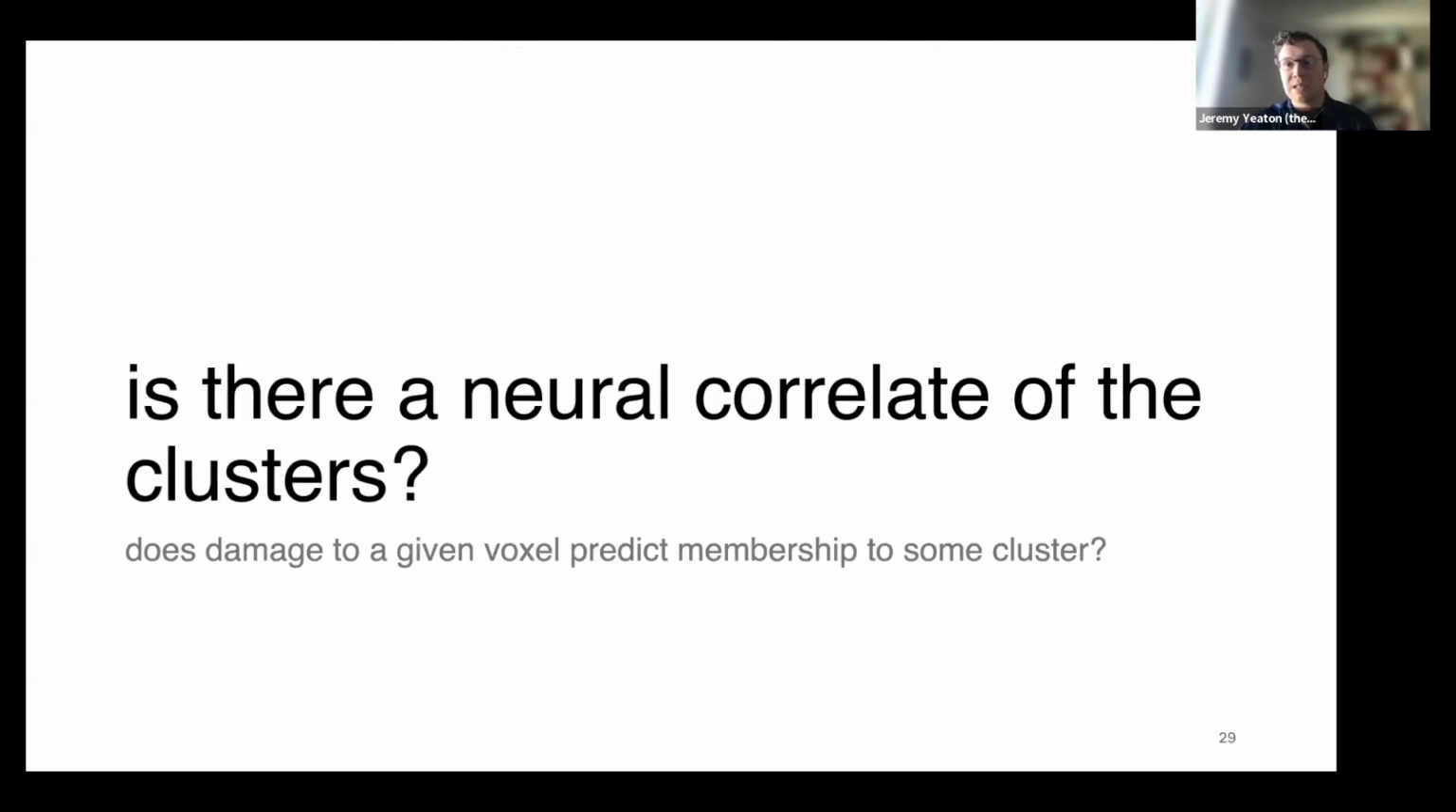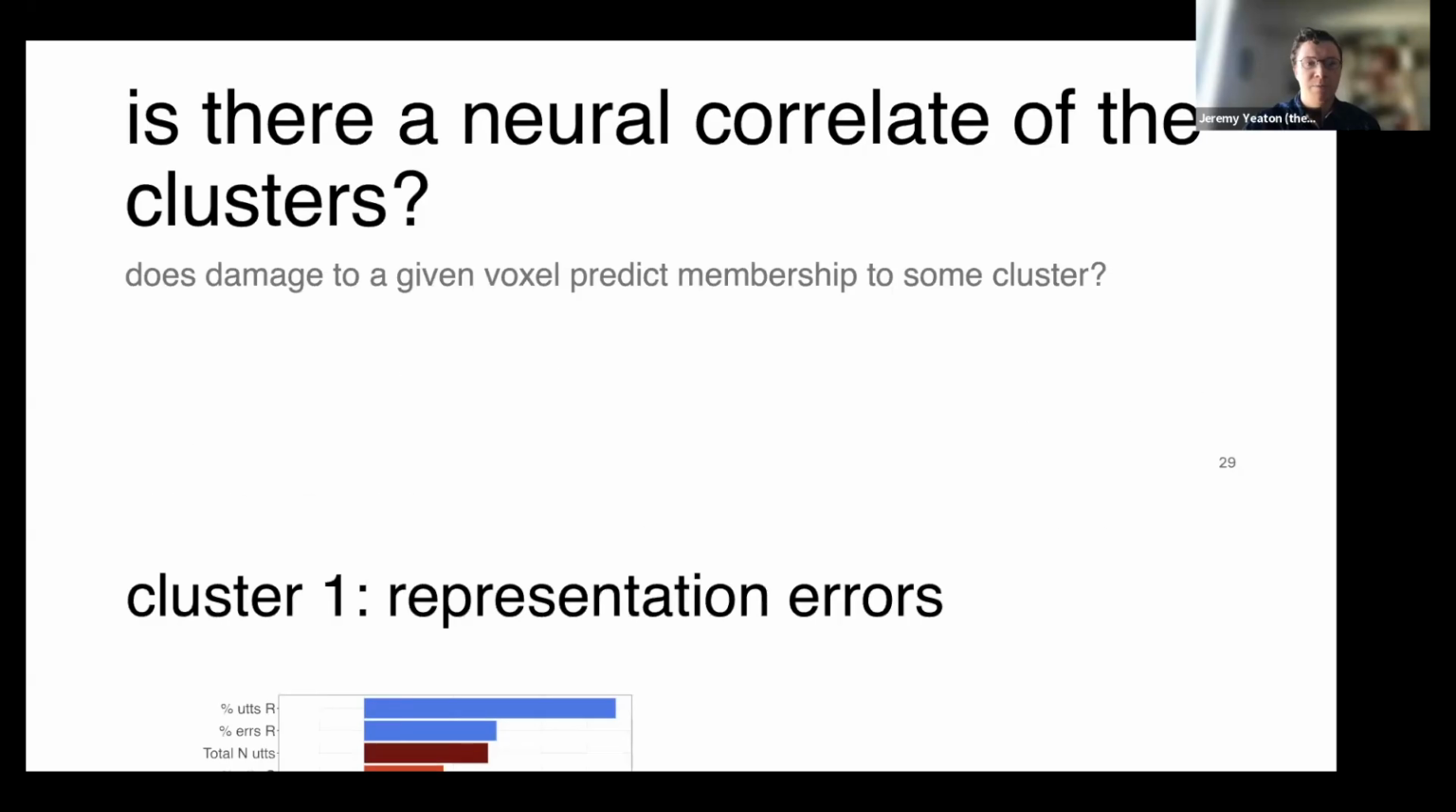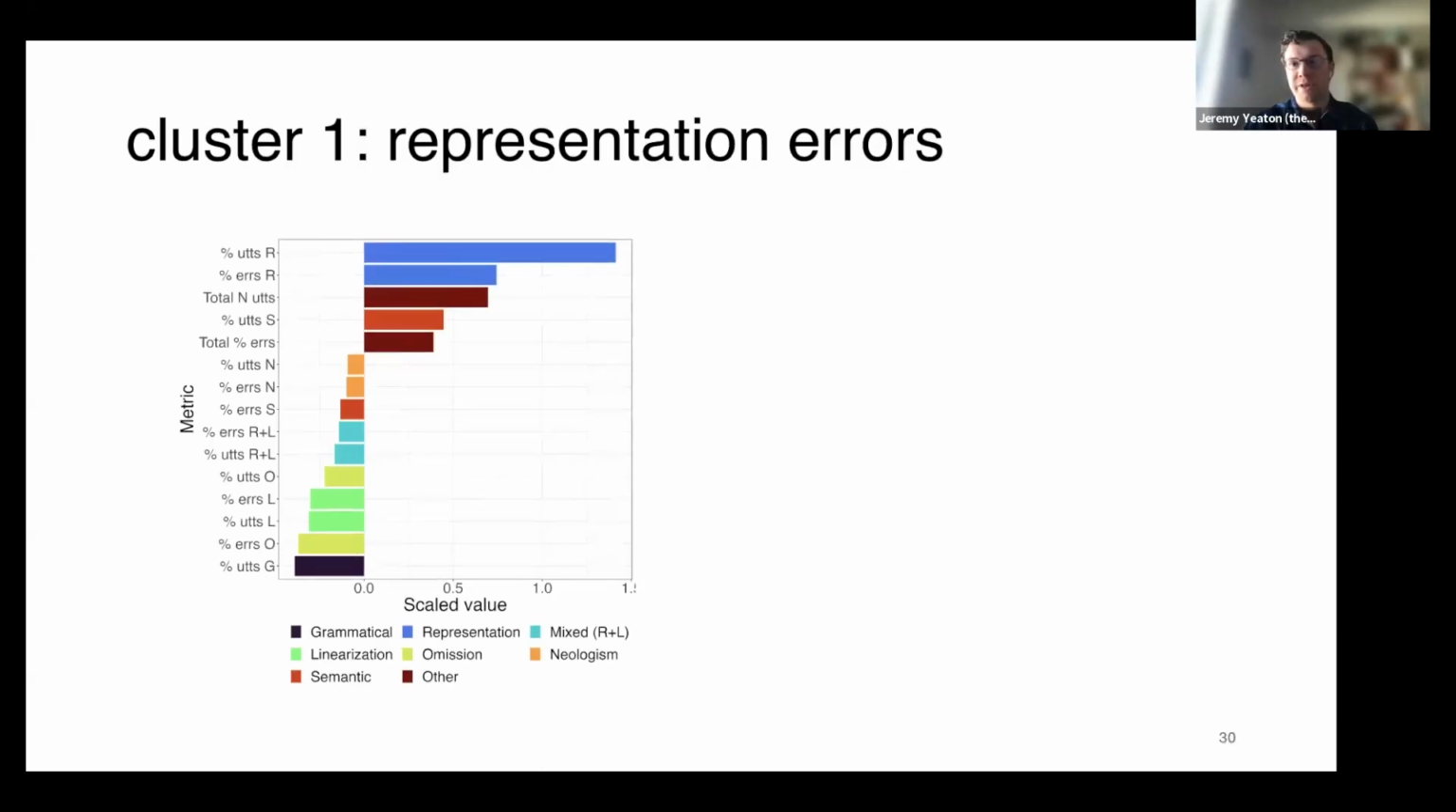So then our next question was, is there a neural correlate of the clusters? So does damage to a given voxel predict membership in some cluster? If we look at cluster number 1, it is primarily characterized by representation level errors, so lots of representation level errors at the utterance level. Most of their errors are representation, but they also, relative to the other groups, produced a lot of utterances, and also made a lot of semantic errors. So we're capturing some other stuff in here beyond just the fact that they're making a lot of representation errors.